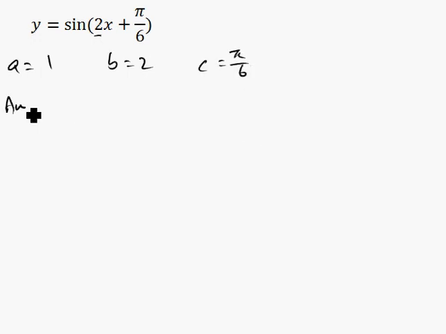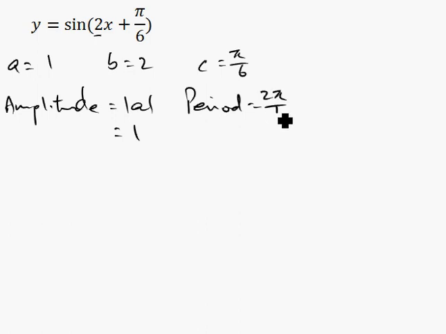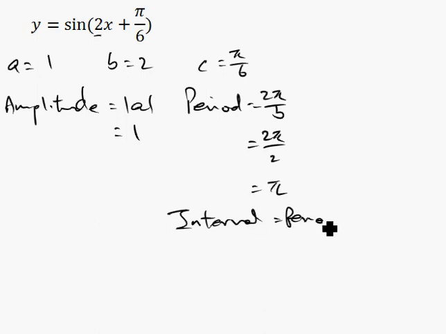Okay, continue. How do we find the amplitude? The amplitude is simply equal to the modulus of A, which is 1. Okay, what's the period? The period is 2 pi over B. What's our value of B? B is 2, right? 2 pi over 2, which is pi. Okay, let's find the interval. The interval is simply taking our period and dividing it by 4. So we take our period, divide it by 4, and we get pi over 4.